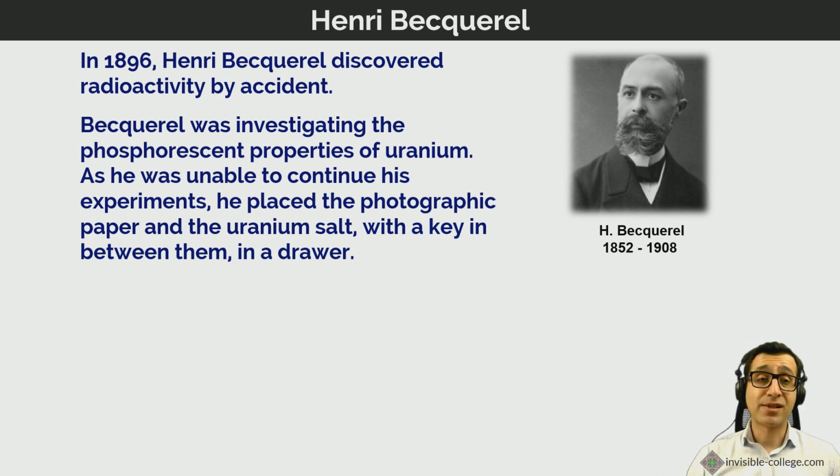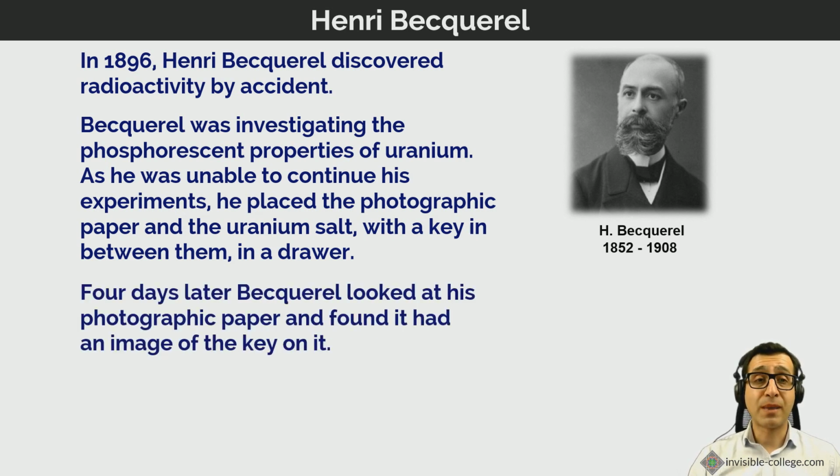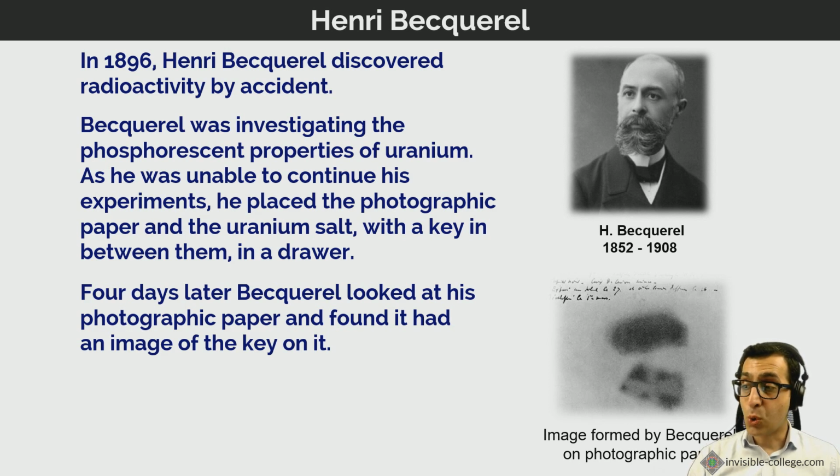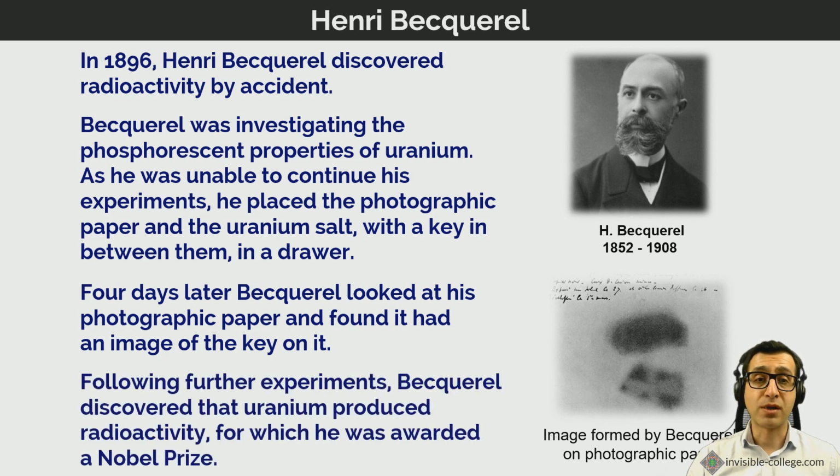Now, 4 days later, Becquerel looked at the photographic paper and he found that it had the image of the key on it. So you can see that here. So following further experiments to try and find out what had caused this to happen, he discovered that uranium was producing radioactivity, and for this he was awarded the Nobel Prize.